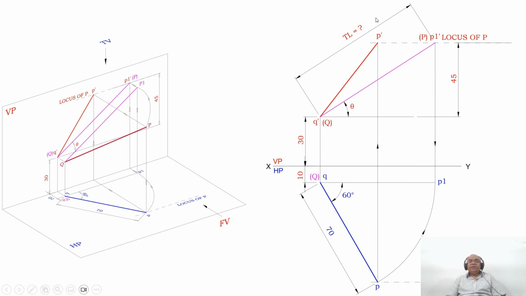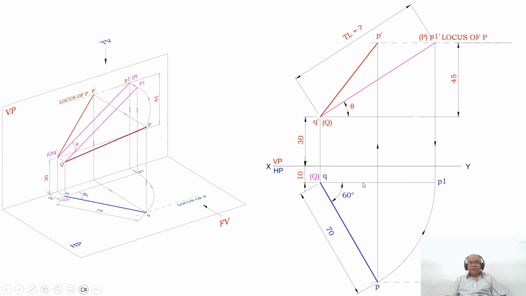So here we have the front view and we have the top view. Now I want to find the true length in the front view. How to find out the true length in the front view? You have to take the top view line. Which is the top view line? That is QP. With Q as center, taking the radius of QP, you draw an arc such that P1 will also be in line with the line of Q.